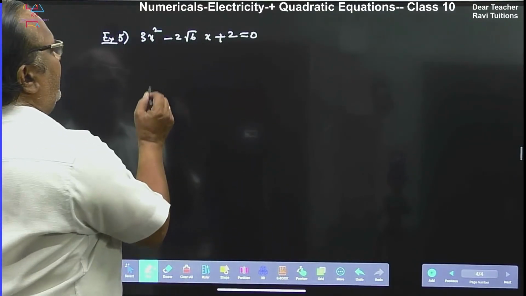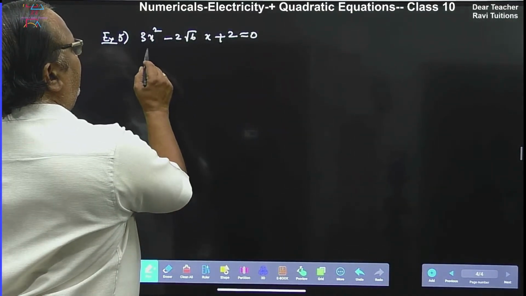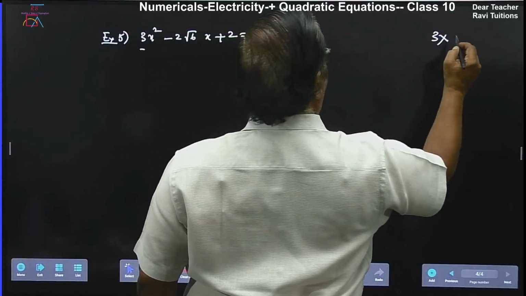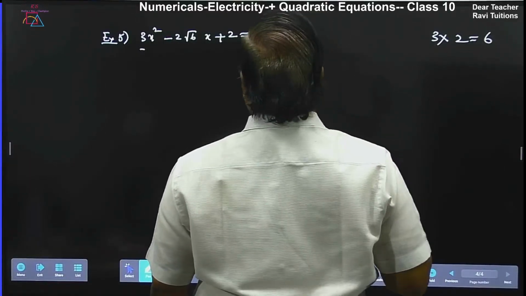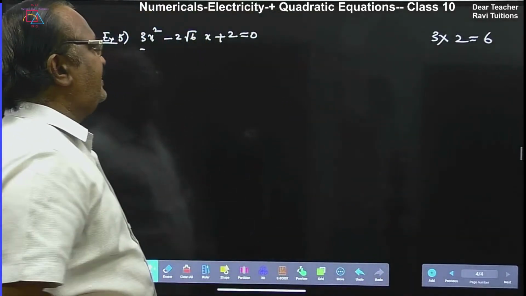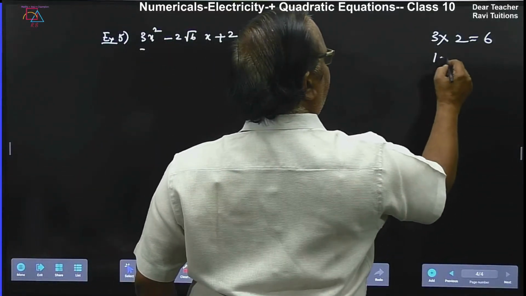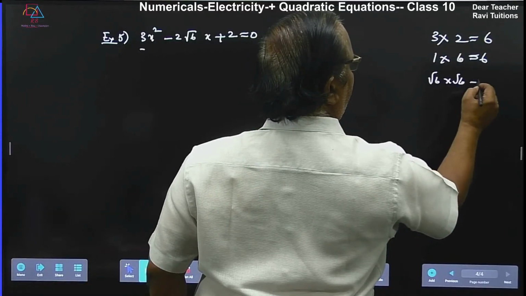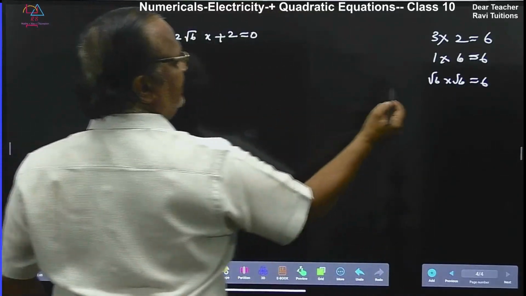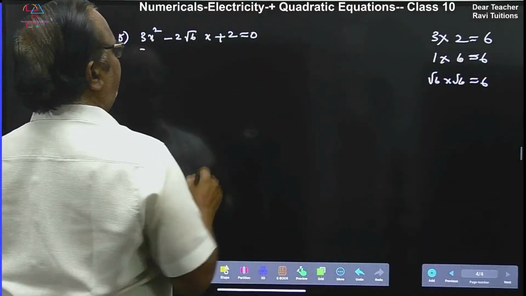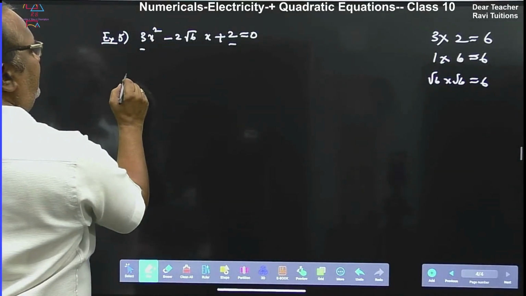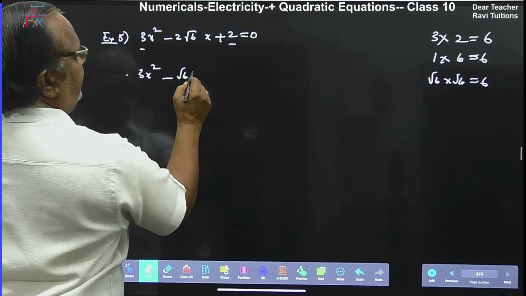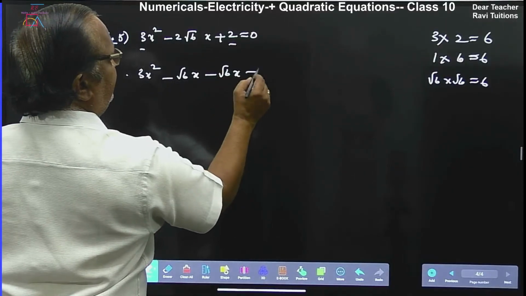So now same procedure. x square coefficient is 3 and constant is 2, 3 into 2 is 6. Now what are the factors? We have only factors 1 into 6 is equal to 6. So root 6 into root 6 is also 6. So now root 6 plus root 6, 2 root 6. So then very simple, which is equal to 3x square minus root 6x minus root 6x plus 2.